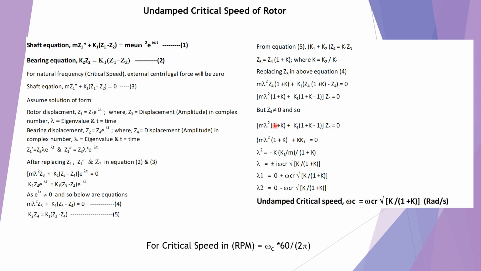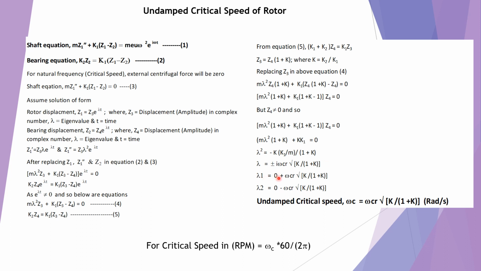But z4 cannot be 0, and so we can write m lambda square into (1 plus k) plus k1 into (1 plus k minus 1) is 0, as z4 cannot be 0. So we can write m into lambda square into (1 plus k) plus k into k1 is equal to 0. So we can write lambda square is equal to minus k k1 upon m upon (1 plus k).